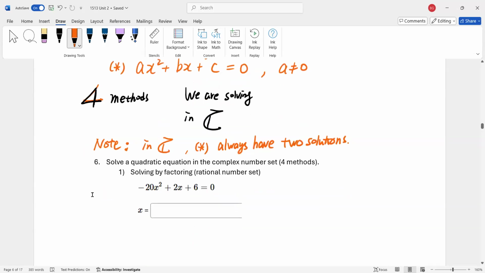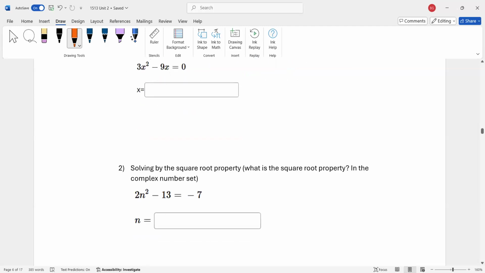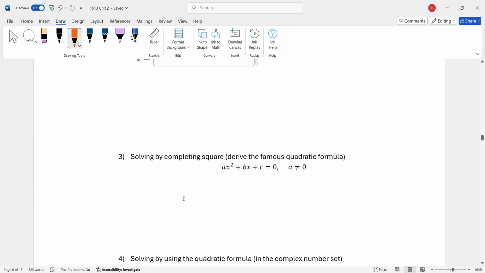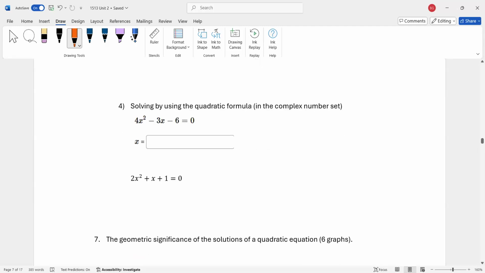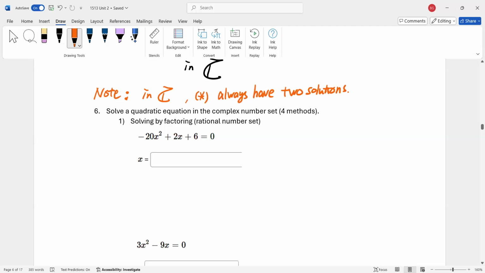So let me show you the four methods. Topic number 6 here. The first method, solving by using factoring. That's what you have learned in Foundation 2. The second method, solving using the square root property. The third method, solving by using the completing the square technique. Method number 4, solving by using the famous quadratic formula. Okay, it's going to take a little time. Be patient. The first method, solving by factoring.